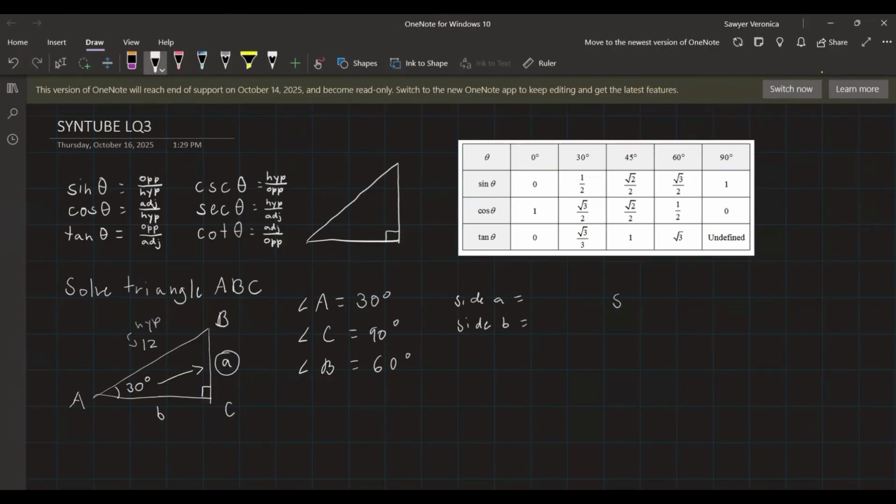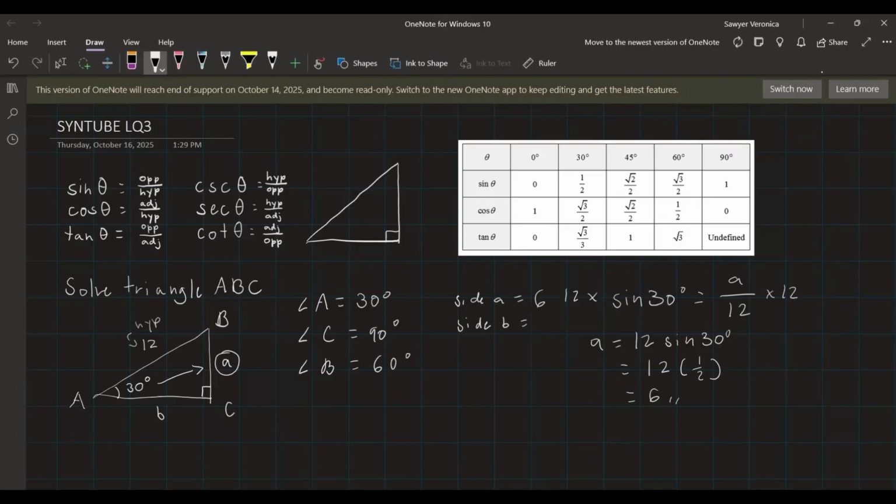So for side A, using sine of 30 degrees is equal to the opposite side, A, what we're looking for, over the hypotenuse, which is 12. So we can multiply both sides by 12 in order to isolate A. So that would be A is equal to 12 times sine of 30 degrees. And sine of 30 degrees is simply 1/2. So this would be 12 times 1/2, or 6. So side A is equal to 6 units.